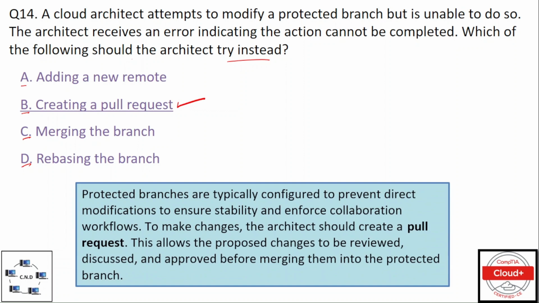So protected branches are typically configured to prevent direct modification to ensure stability and enforce collaboration workflows. To make changes, the architect should create a pull request. This allows the proposed changes to be reviewed, discussed, and approved before merging them into the protected branch.